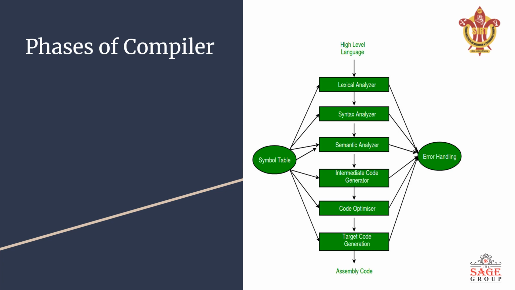And there is one more special data structure that is accessed by all phases of the compiler, that is the symbol table, which holds all the variables and parameters and is accessible by all phases. And if any phase is facing any problem or errors, it is handled by the error handler. So in the next class, we will learn all the phases in detail with an example.